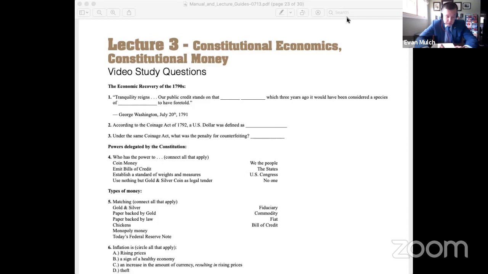Okay, the answer is high ground for the first blanks, and then madness. So it actually should read, and this is from George Washington, tranquility reigns, our public credit stands on that high ground, which 3 years ago it would have been considered a species of madness to have foretold. So that's what George Washington said July 20th, 1791.